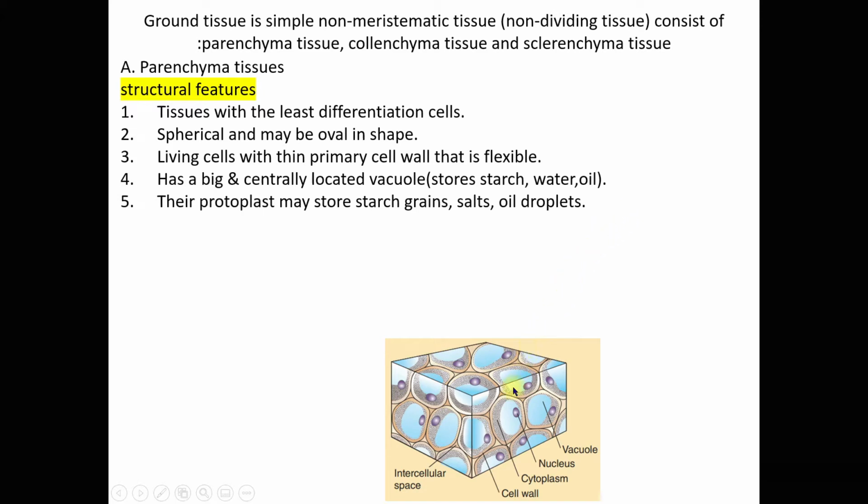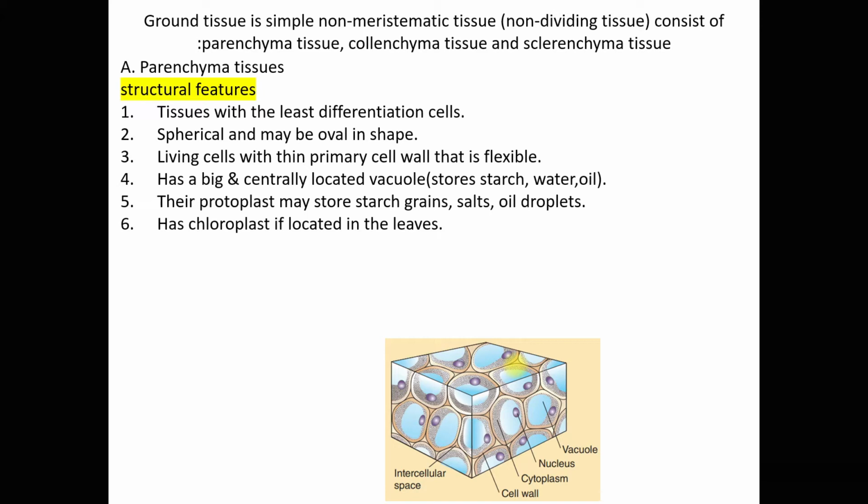It has a big and centrally located vacuole. You can see that their vacuole here is huge and located centrally. This vacuole stores starch, water, and oil. And the protoplast of the parenchyma cells may store starch grains, salts, or oil droplets, and has chloroplasts if located in the leaves.